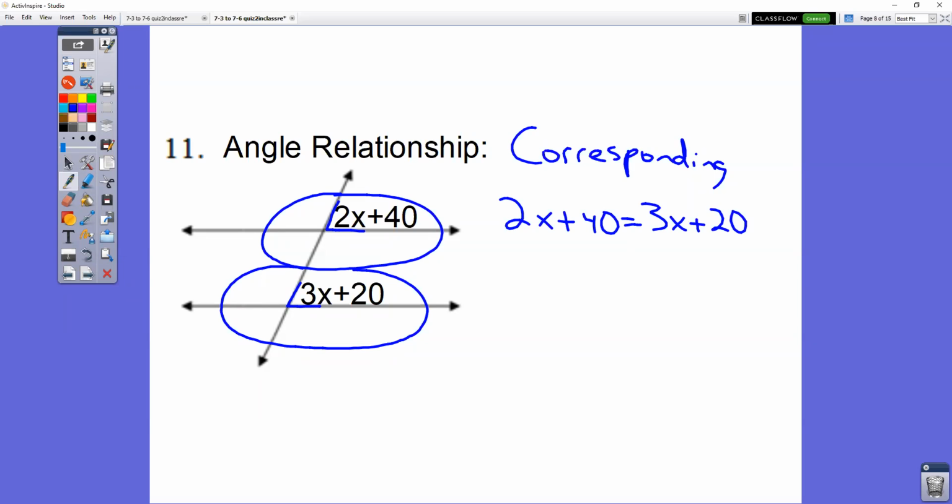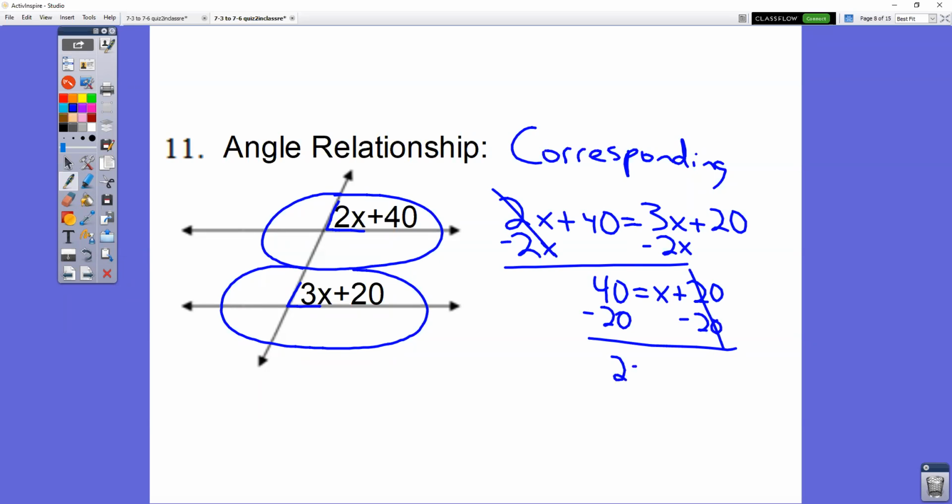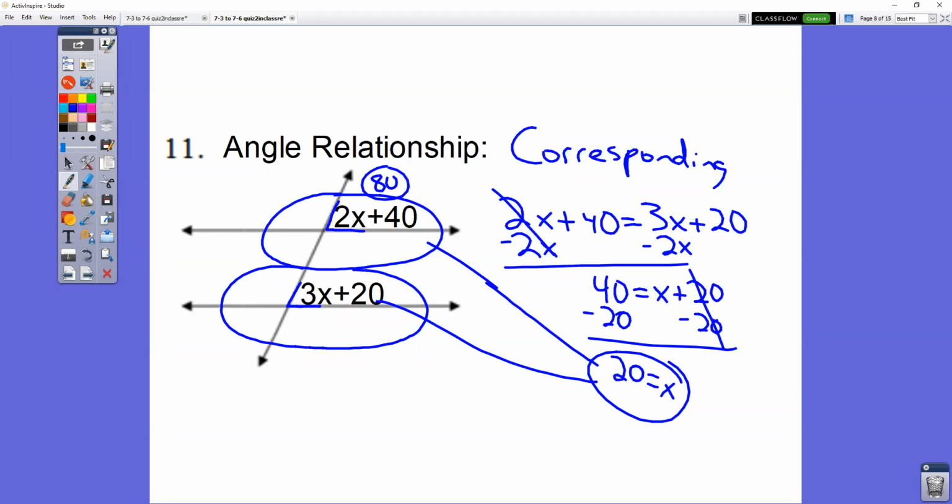So I have letters on both sides of my equal sign. I'm going to do minus 2x and minus 2x first. Now you just have a one-step equation, minus 20 and minus 20 to get the x all by itself. You end up with x equals 20. Take that 20, sub it back in. 2 times 20 is 40, plus 40 is 80. 3 times 20 is 60, plus 20 is 80. So you end up with 80 and 80.